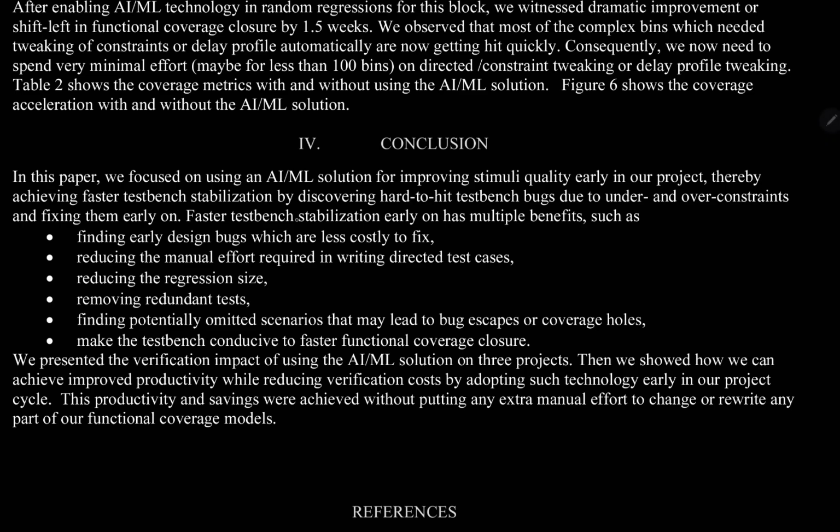The faster testbench stabilization early on has multiple benefits, such as finding early design bugs that are less costly to fix, reducing the manual effort required for writing directed test cases, reducing the regression size and removing redundant tests, and finding potentially omitted scenarios that lead to bug escapes or coverage holes, making the testbench conducive to faster functional coverage closure.